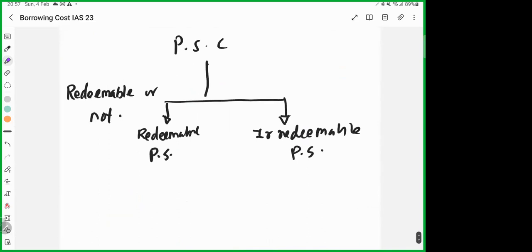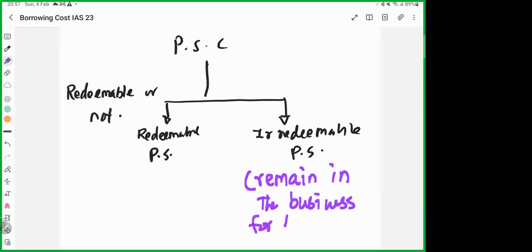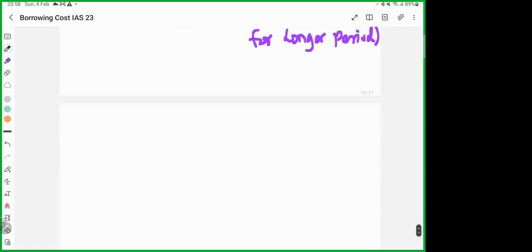Yeah, the agreement. So this example is redeemable preference shares. Then when you say irredeemable preference shares, they remain in the business for a longer period. Clear? Yes. Secondly, if you find it complicated or if you don't understand, I humbly request, please do ask me. Sure.